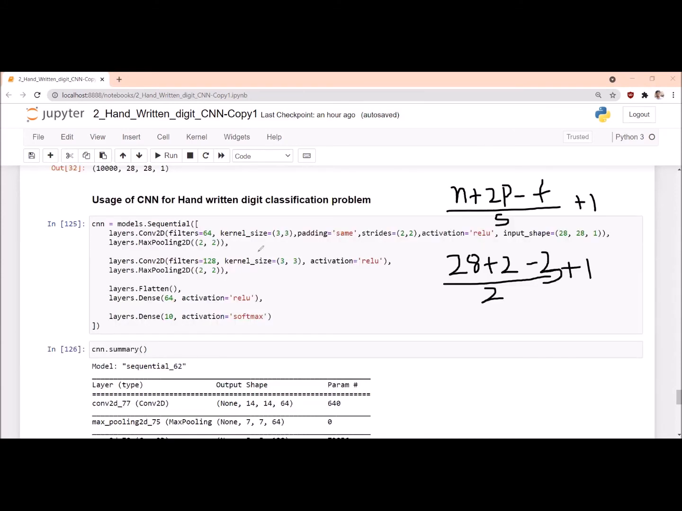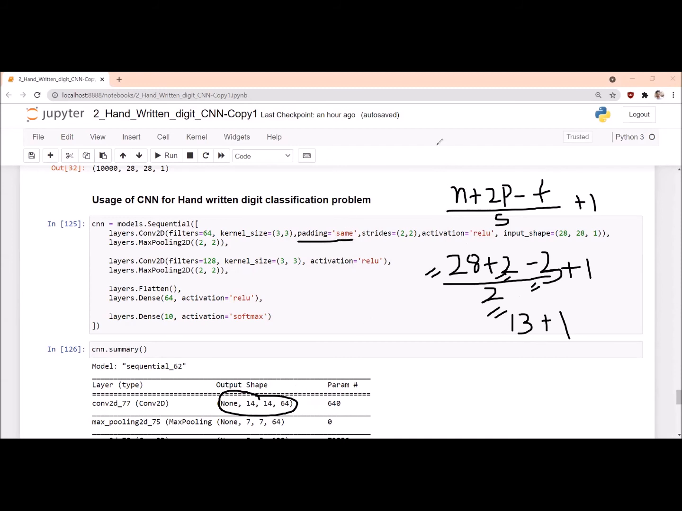Now we are including the padding. I have included the padding as same. So n is equal to 28 and 2p, padding I have included, 2 into 1, and the filter size is 3, and the stride is 2. So 28 plus 2, 30, 30 minus 3, 27, 27 by 2, 13.5, but with integer division it is 13, 13 plus 1, 14. Now you observe here, it is 14 by 14, and we have 64 such feature maps.